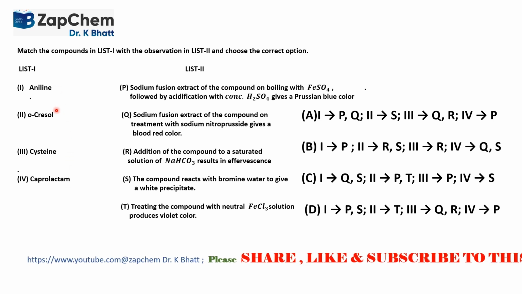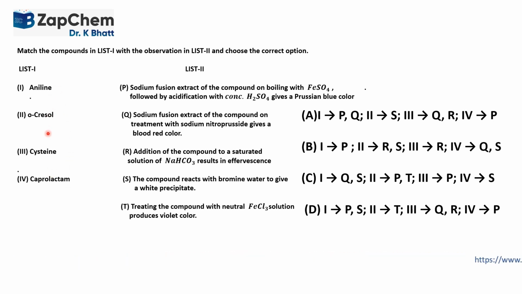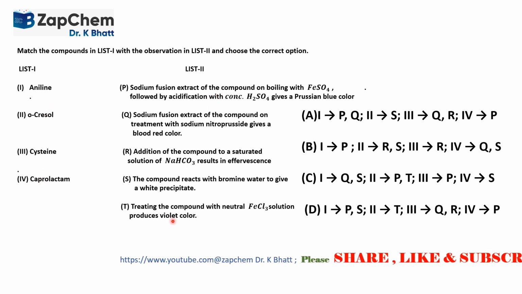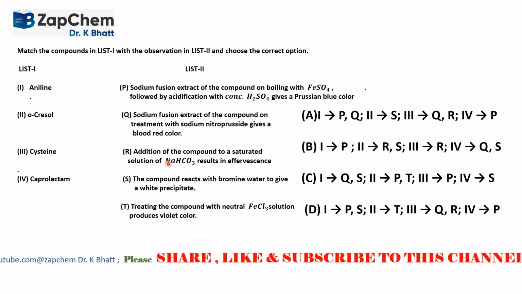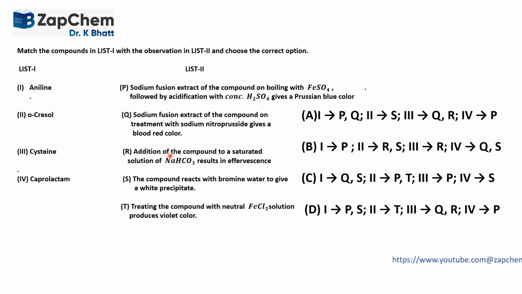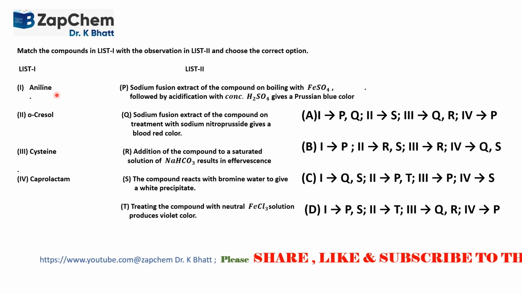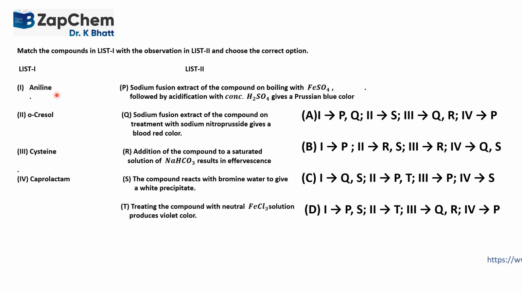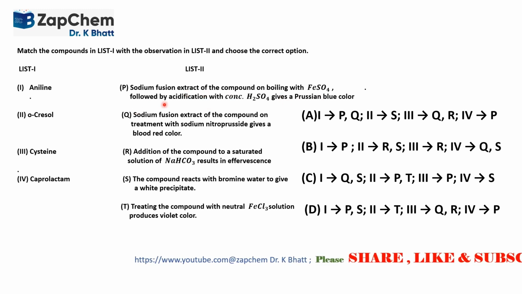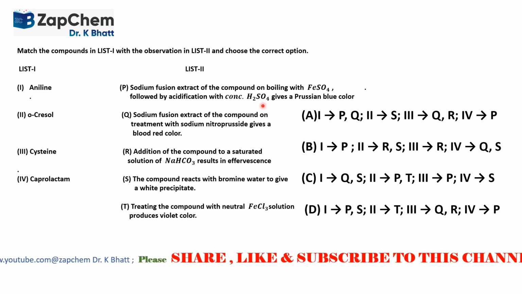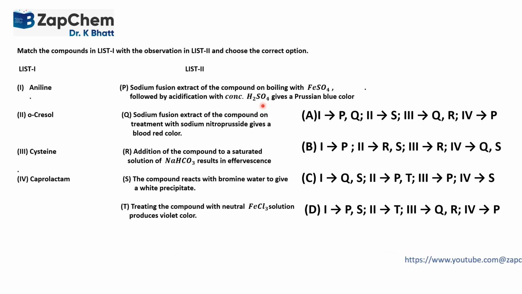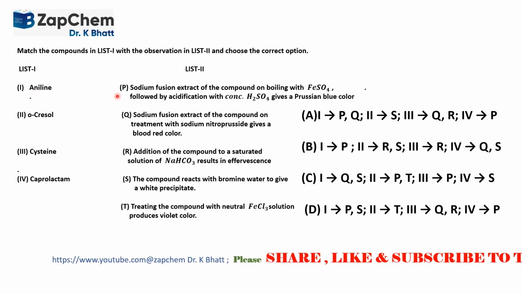Now we need to know their structures. When we can find out their correct structures, then we can match the properties given here, or even the analytical tests given here. For example, aniline. Aniline is C6H5NH2. It contains nitrogen, and therefore the fusion extract of the compound on boiling with ferrous sulfate followed by acidification with concentrated sulfuric acid gives a Prussian blue color. So that way we can match aniline with option P.